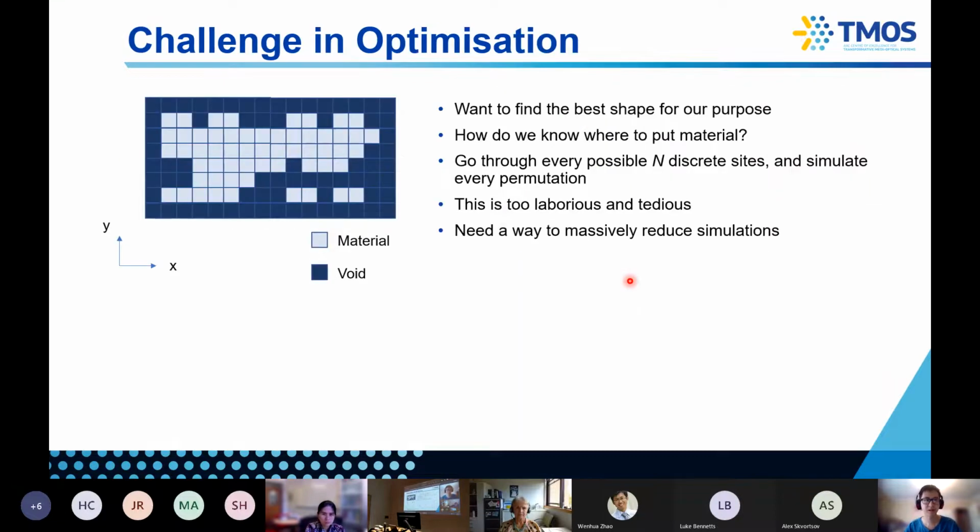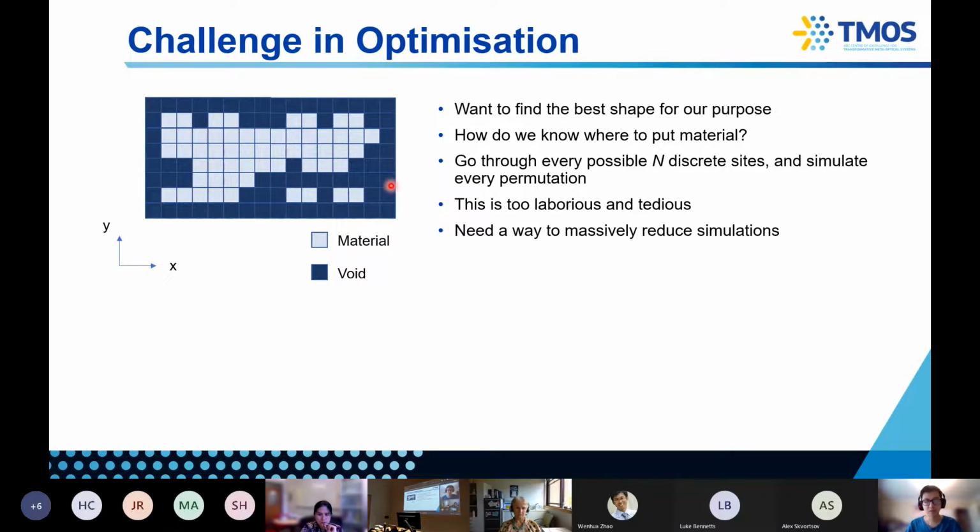So that leads us to the challenge in optimization. This is something I've been working on during my PhD, which is to find methods in optimization in electromagnetism that can be used to more efficiently calculate certain figures of merit that I want. So the main principle is, let's say we have a domain and it is filled with material. How do we know where to put the material in order to scatter the field the way that we want to?